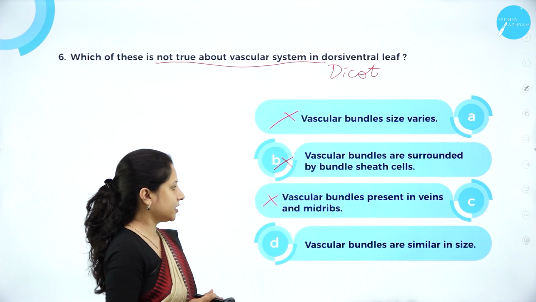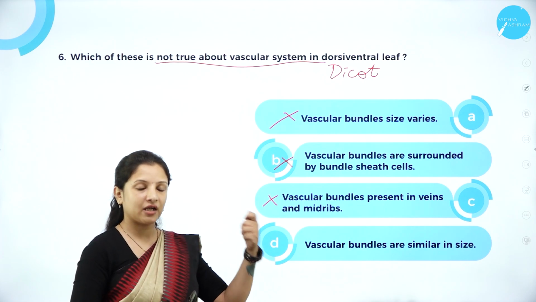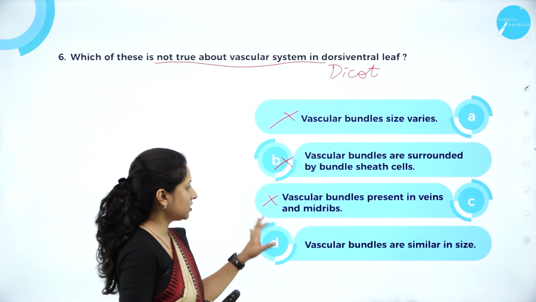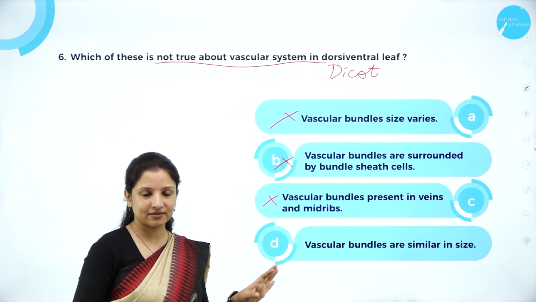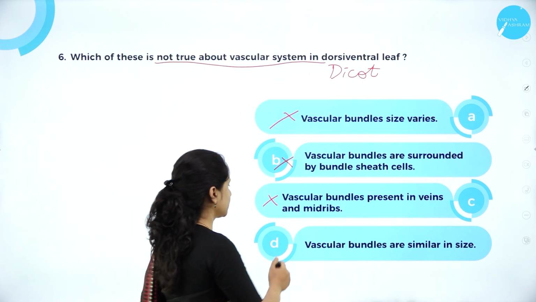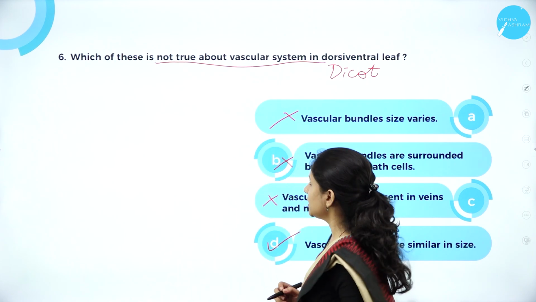Vascular bundles are similar in size. No, here depending on the size of the venation, the vascular bundle size also varies. So therefore, the vascular bundles are not similar in size. Vascular bundles are similar in size in the case of monocot leaf. So therefore, this is not true about the dicot leaf or the dorsiventral leaf.